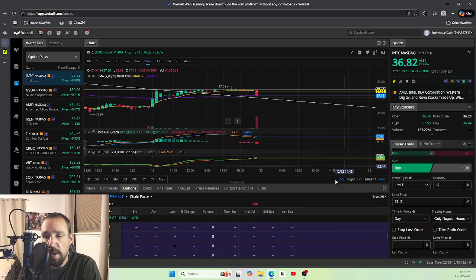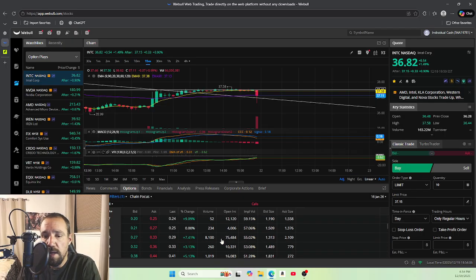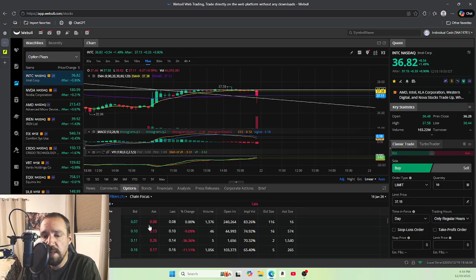Like this one. January 16th, $60. All of a sudden there's 240,000 contracts banking on Intel getting to $60 in a month. That's kind of crazy. And what's even crazier is this huge spike in this number.